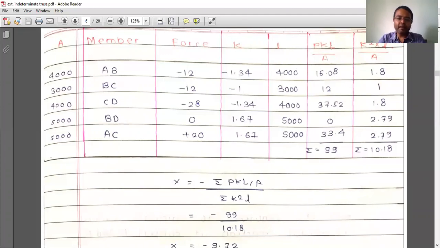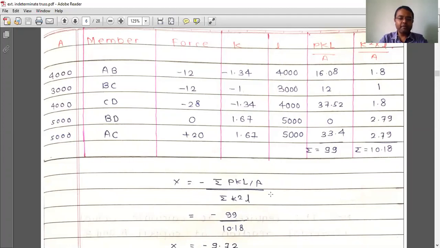Now find PKL upon A. These are P forces, PKL divided by this first column A. Next find K square L upon A. At last, you take its summation. Remember, while taking this multiplication, you have to take it along with its sign. Next, use this formula: x equals minus summation of PKL upon A divided by summation of K square L upon A.